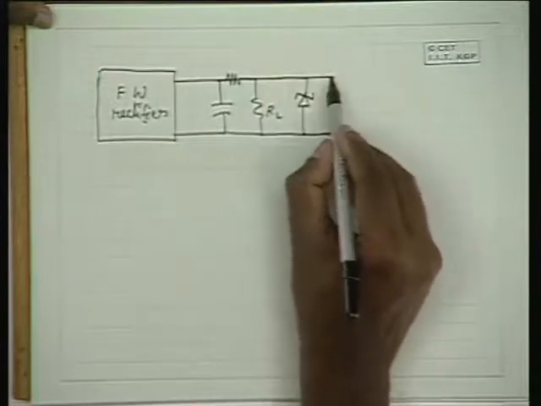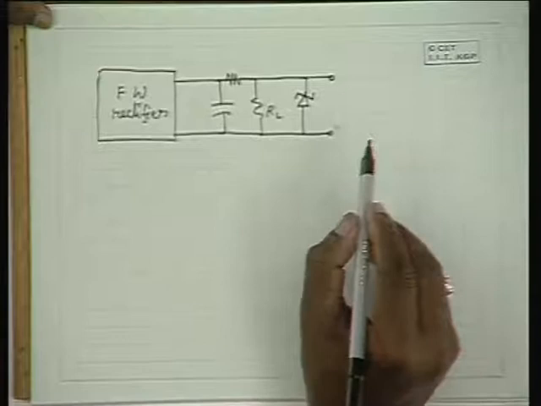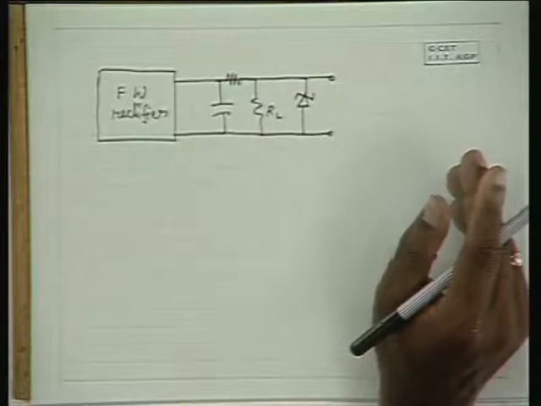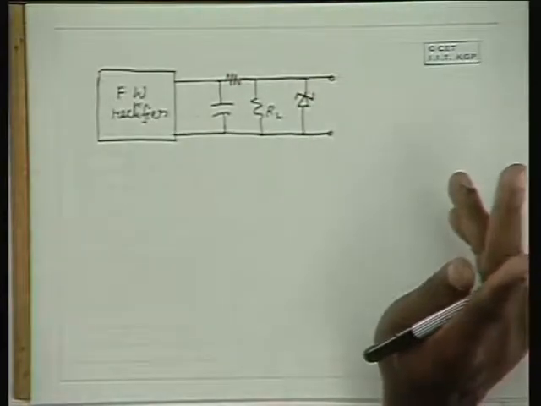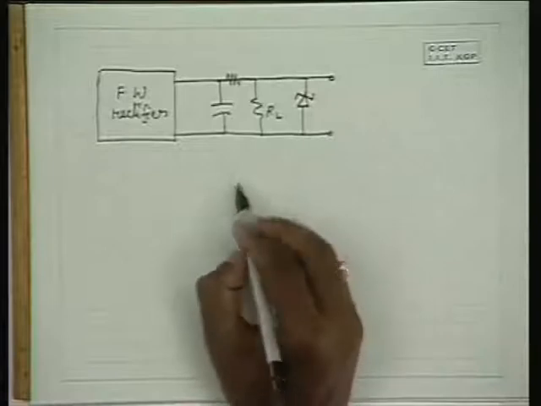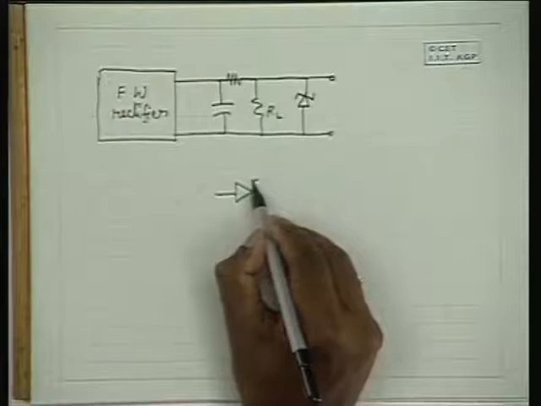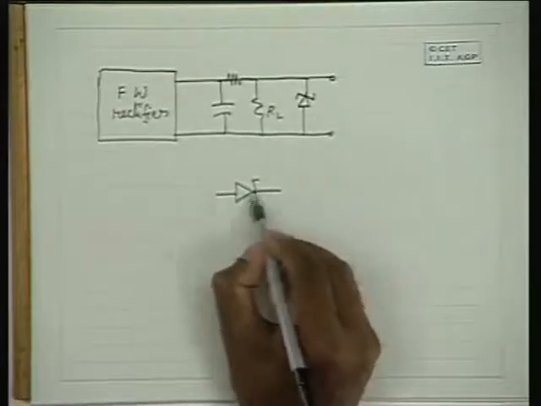As I explained, the Zener diode is operated in the breakdown region, and there are two breakdowns possible in a diode: avalanche breakdown and Zener breakdown. When you use high concentration of charges or high concentration of doping, the Zener breakdown occurs in a diode, and such diodes are known as Zener diodes. The symbol for a Zener diode is like this. So this is the symbol.